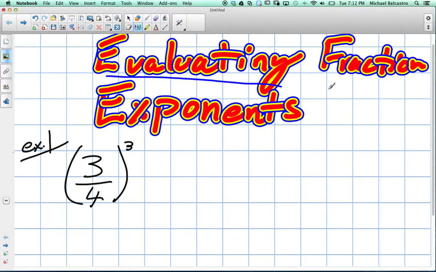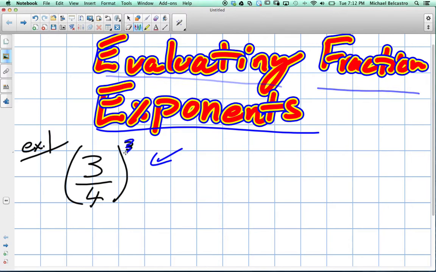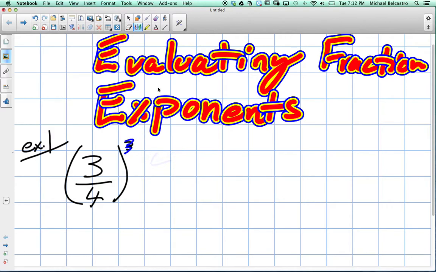Okay, we're going to be evaluating fractional exponents. The first one we have is the fraction 3 over 4 to the power of 3. There are quite a few ways we can work this out. One of the simplest ways is to think of this fraction as the base of the exponent and the 3 as the exponent itself.